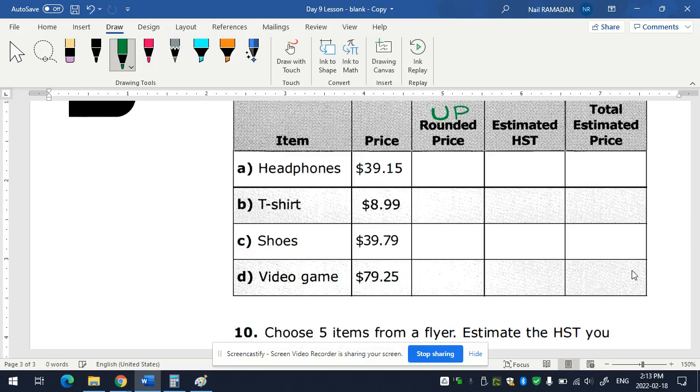Okay. What's the easy number above 39.15? 40. Yes, if it was 39.1. So the rounded price, I'm going to assume that this simply costs $40.